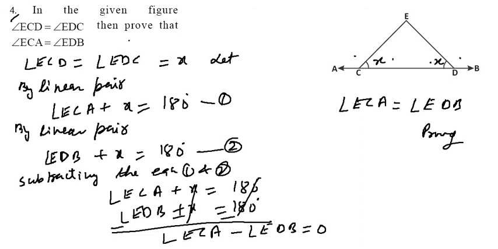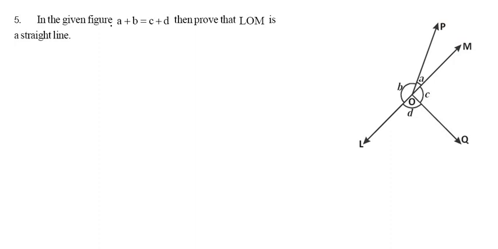This is what you had to prove. It is given here. Now come to the next question. In the given figure, A plus B equal to C plus D, it is given that A plus B is equal to C plus D. And LOM is a straight line. Now prove that LOM is a straight line. So it is the proof. So let us start. How can we do this?